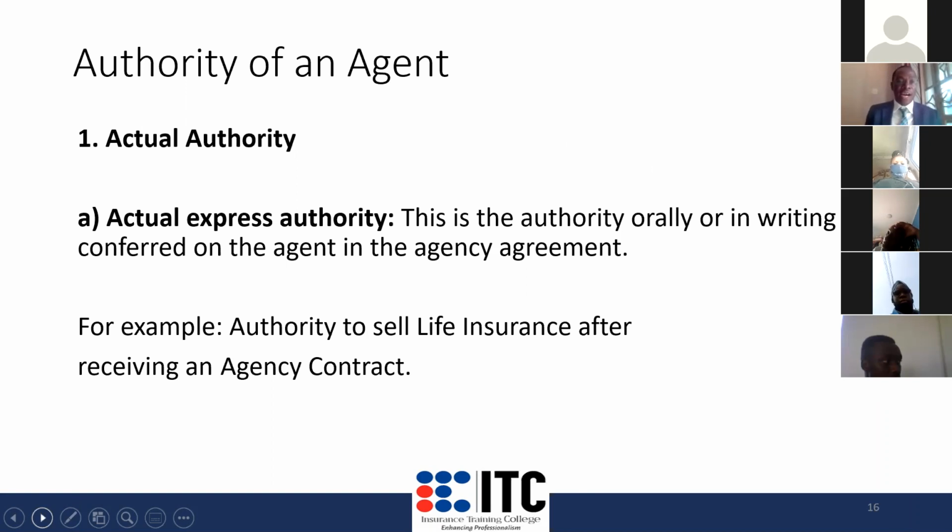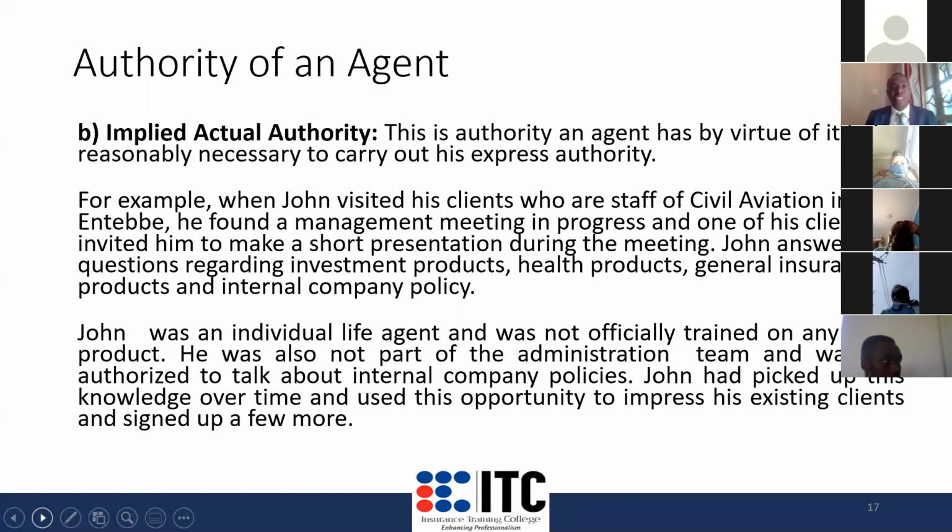So under actual authority, we still also have what we call the implied actual authority. Implied actual authority is what is given when they give you the express authority. So this comes along with it. What do I mean? That by virtue of having the express, you're meant to do the other one. So there are things that we will not mention in the contract, but you're meant to do it. Let me try to give you an example here.